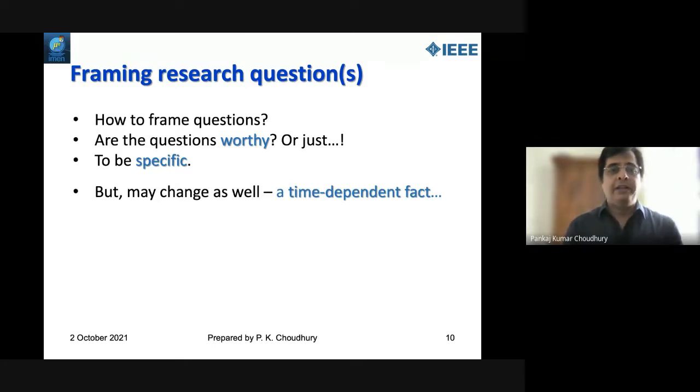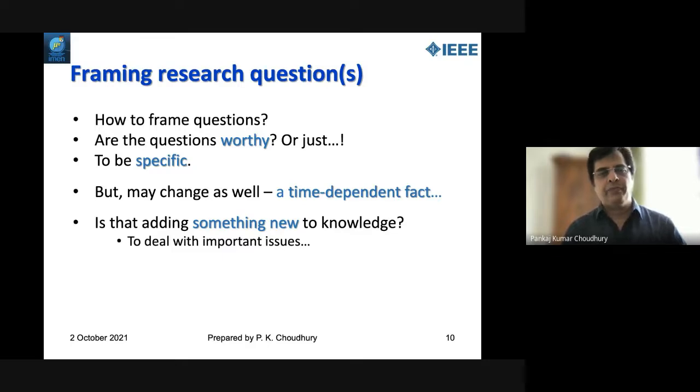And also, definitely, the research questions may change with time. There are several factors that may play a role, for example, available tools in the lab, available software, available manpower. So based on all these, the question may change. With time, the research questions may change. So as I stated before, it must add something new to the knowledge.